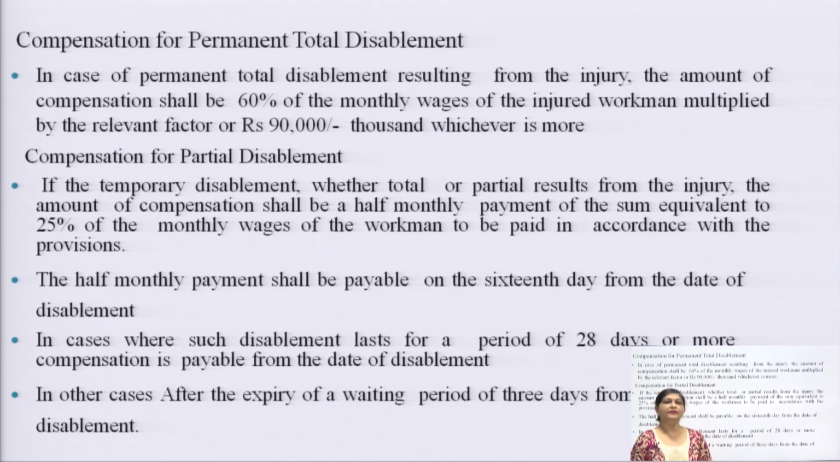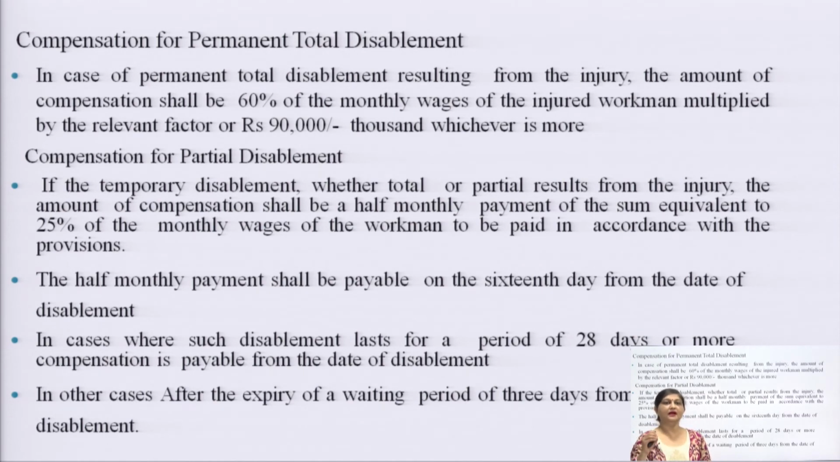The amount of compensation shall be a half monthly payment of a sum equivalent to 25% of the monthly wages of the workman, to be paid in accordance with the provisions. The half monthly payment shall be payable on the 16th day from the date of disablement.